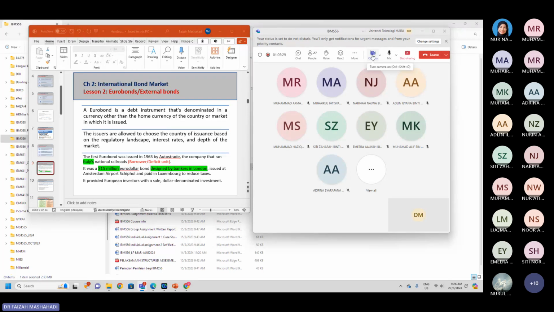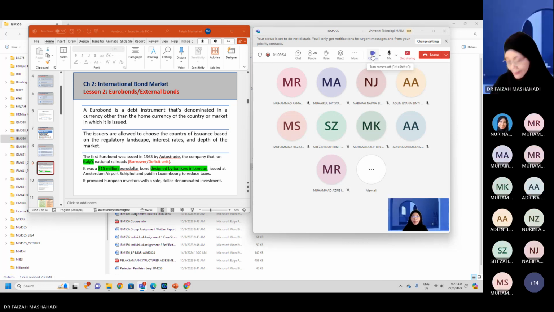Another example, Proton issues bonds in Indonesia, all right? And that bond is denominated in rupiah, Indonesian rupiah. We target the surplus unit in the Indonesian bond market. That is an international bond. Okay, are we okay?